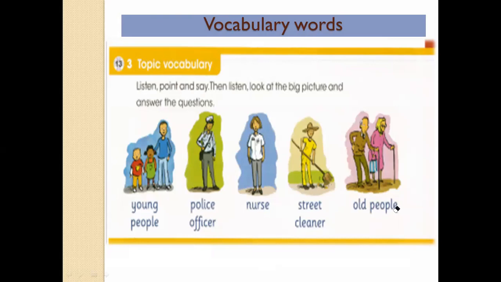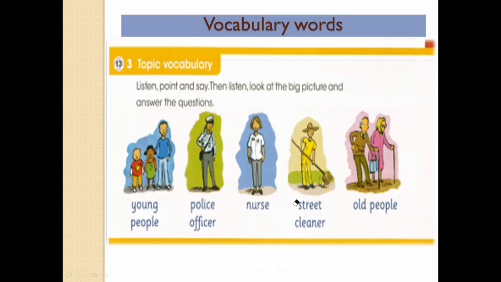Young people. Children are young people. Police officer. The police officer is stopping the traffic. Nurse. The nurse is helping an old woman. Street cleaner. The street cleaner is cleaning the pavement. Old people. My grandma and grandpa are old people.